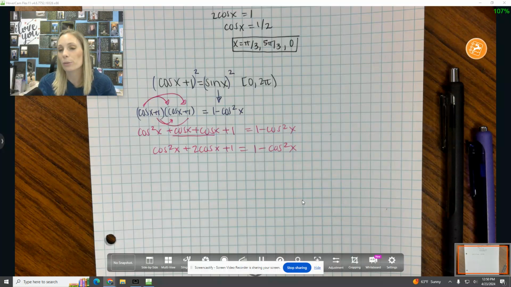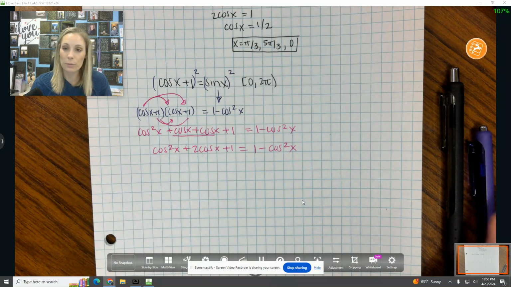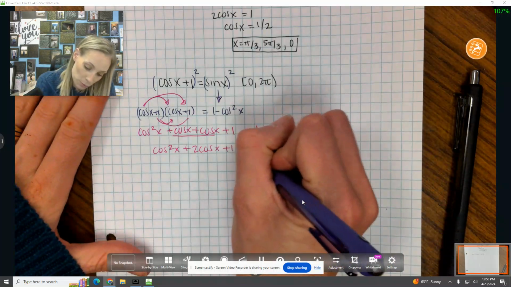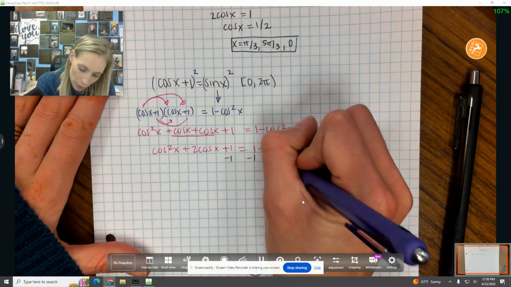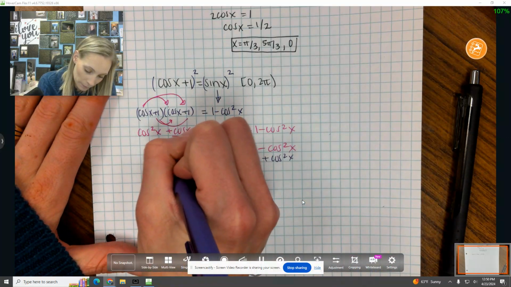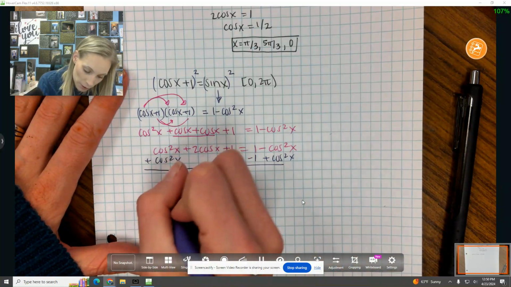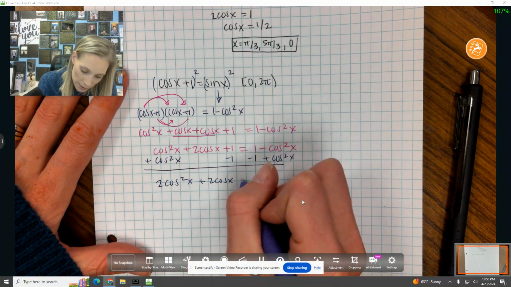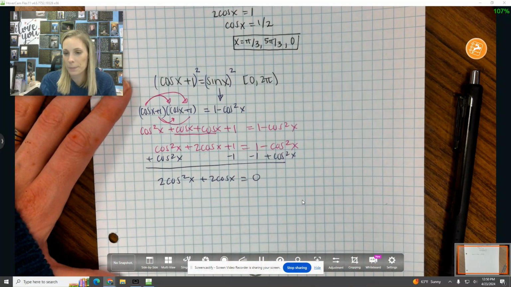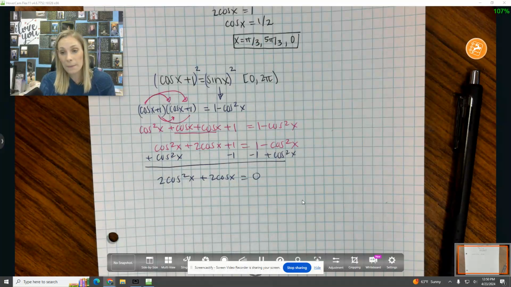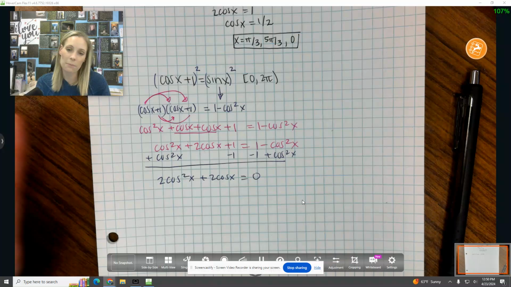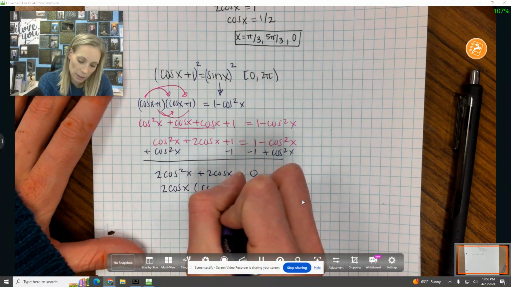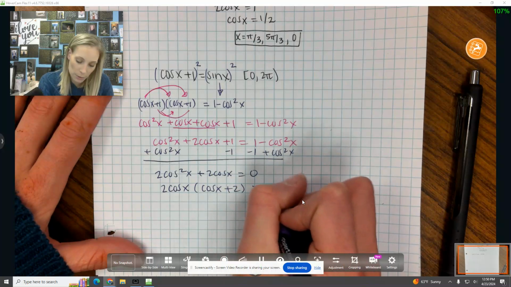I have more than one term that has an x. So when I have more than one term that has an x, I get everything to the same side and I factor. So I'm going to subtract 1 and I'm going to add a cosine squared. Looks like this. I've got 2 cosine squared of x plus 2 cosine of x equals 0. Okay, so I have two terms with a cosine of x in them. I'm going to factor out my greatest common factor. My greatest common factor is 2 cosine of x. That's going to leave me with cosine of x plus 2 equals 0.